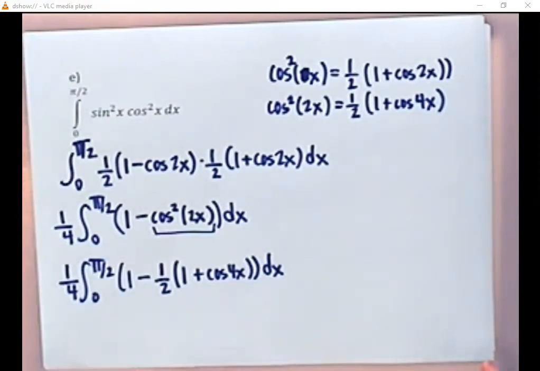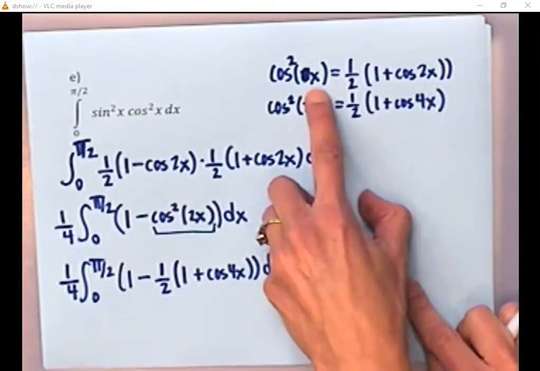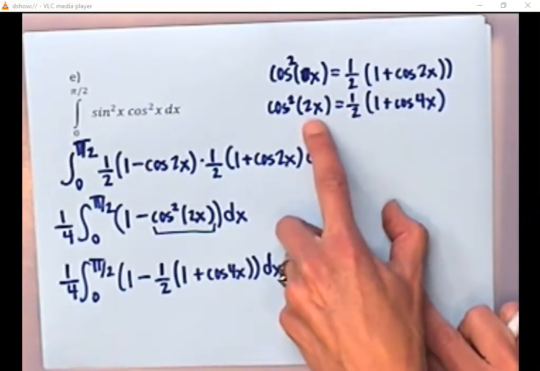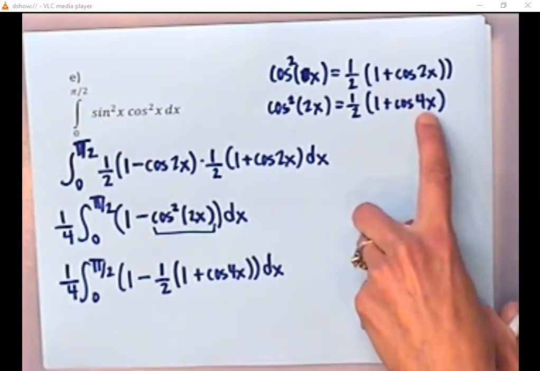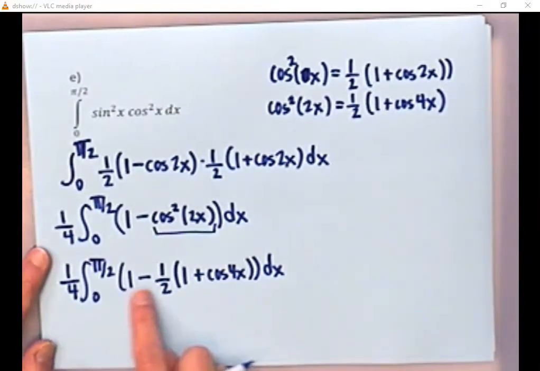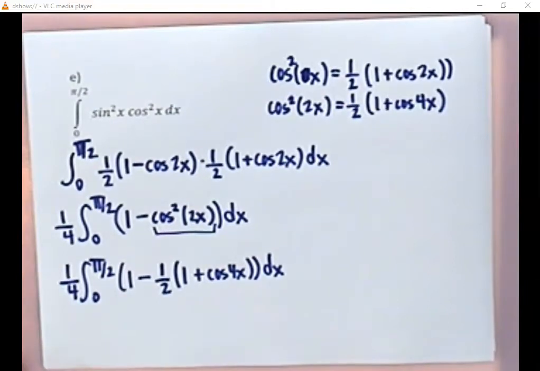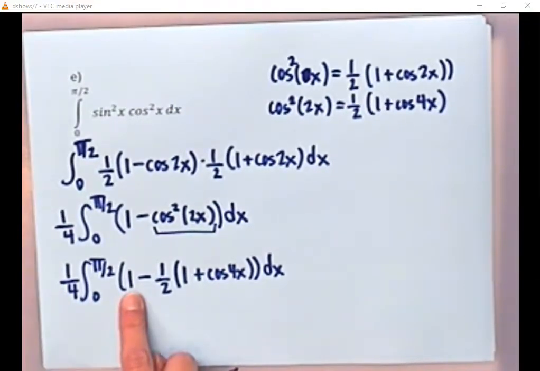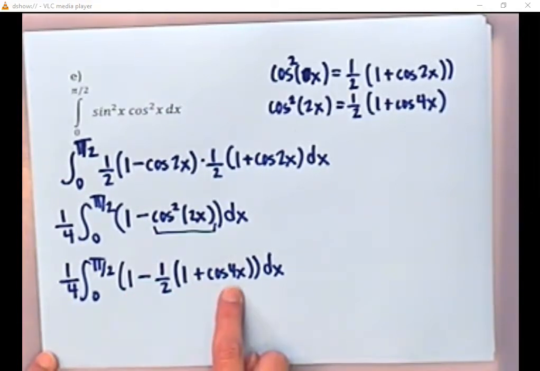Okay, so in the original formula, an x becomes 2x. So if you have cosine squared of 2x, that will become 4x. So you can adjust the formula like that. It doubles the angle. Now can I integrate these pieces? Hopefully, right? Do I know how to integrate 1? Do I know how to integrate cosine 4x? I should, as long as it's not squared.